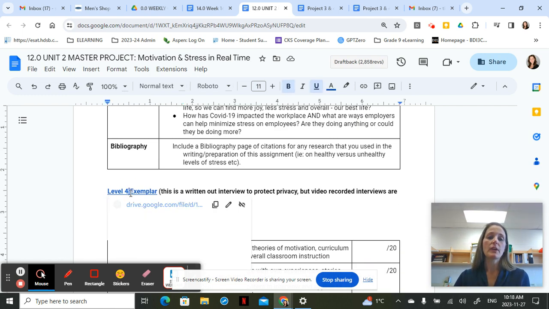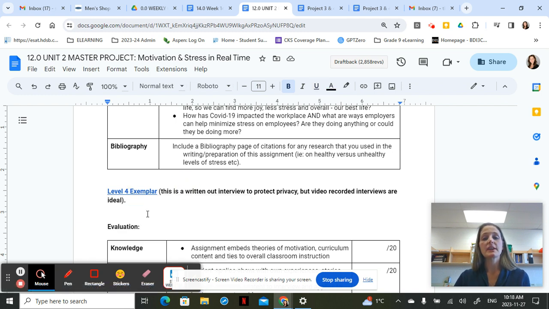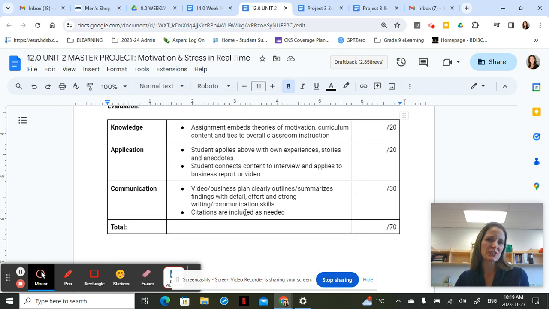This here is a level 4 exemplar that I've included. Now, I just wanted to note that this level 4 exemplar does include the interview in written form. The individual who created this document did scribe or transcribe the entire interview. Again, the reason for that as an exemplar is to protect privacy. However, there was nothing wrong with this. Obviously, it was an incredibly strong project, and that's why I included it in here, and it is an option for you. The only reason that I recommend the video is because it really saves a lot of time and effort for you. Okay, also it's just kind of fun.